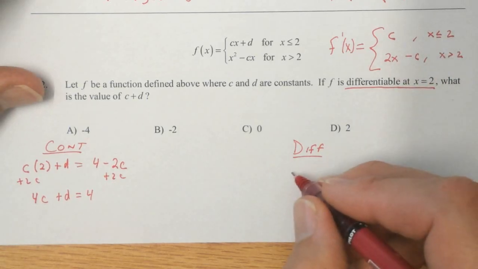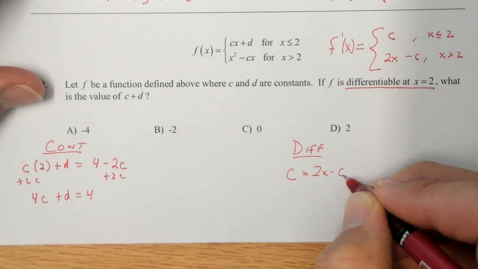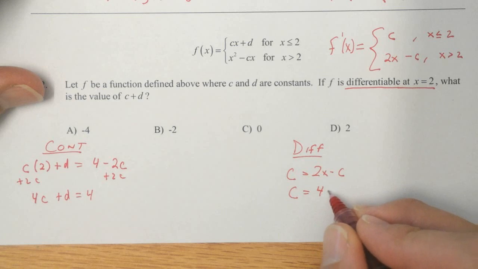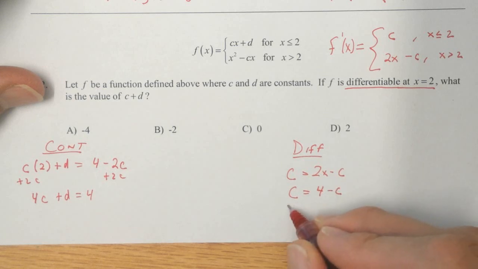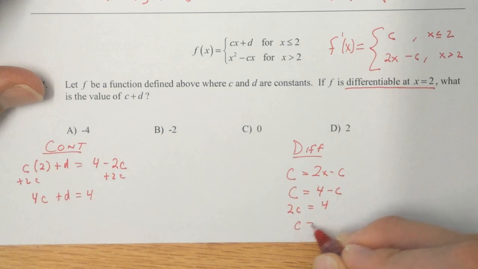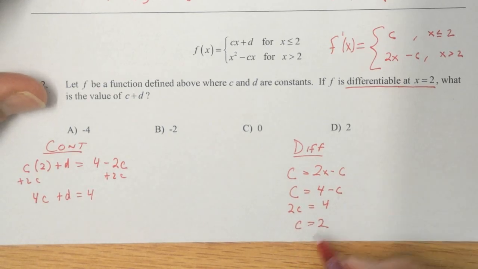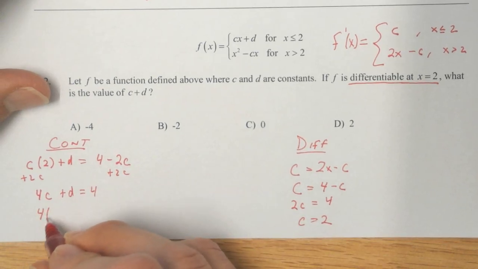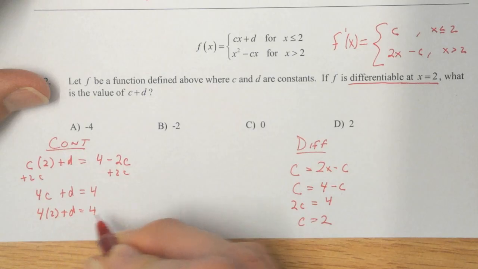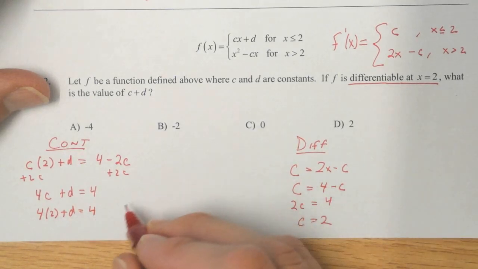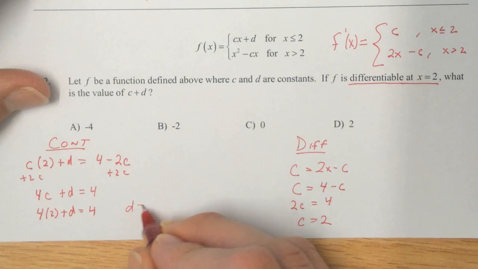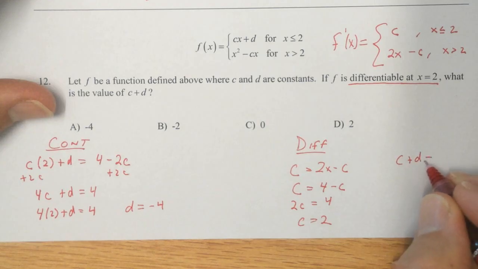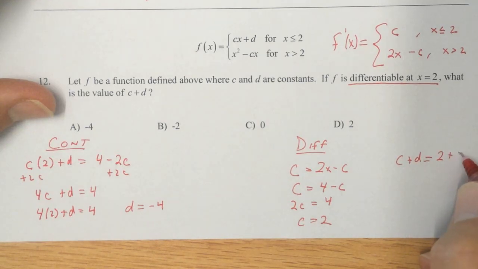Put these together. C is equal to 2x minus c. But we know that x is equal to 2. So c is equal to 4 minus c. Add c to both sides. 2c is equal to 4. C is equal to 2. Now head back over here. We just found out that c is equal to 2. So d plus 8 is equal to 4. That means that d is equal to negative 4. C plus d will be 2 plus negative 4.